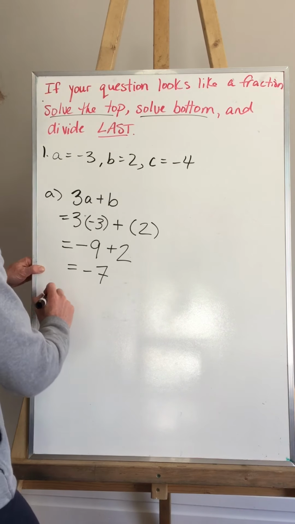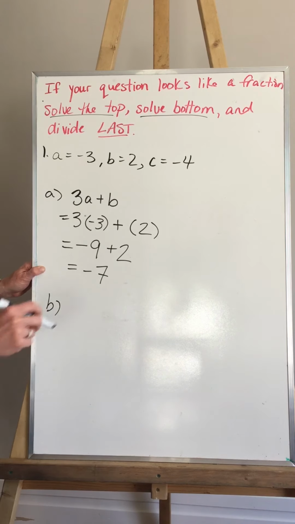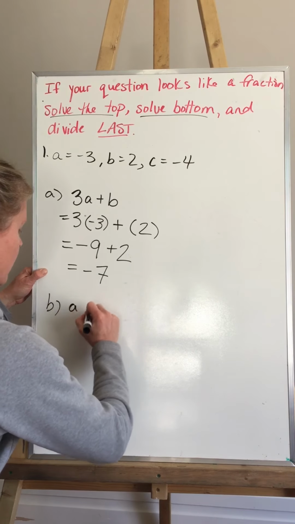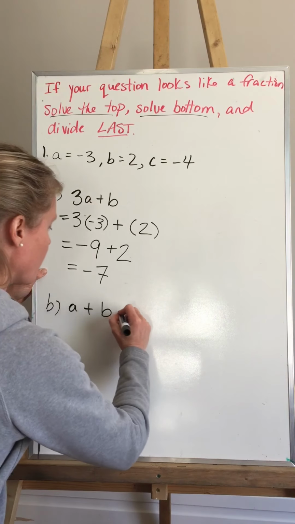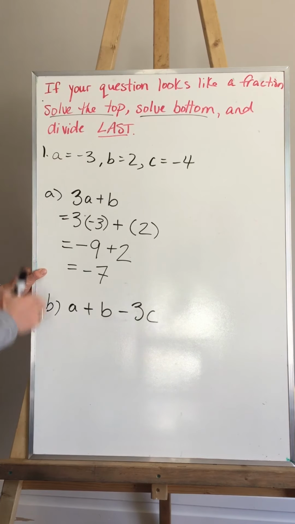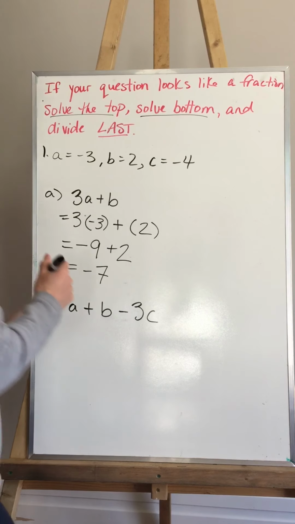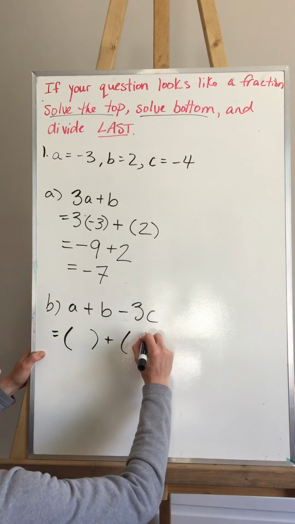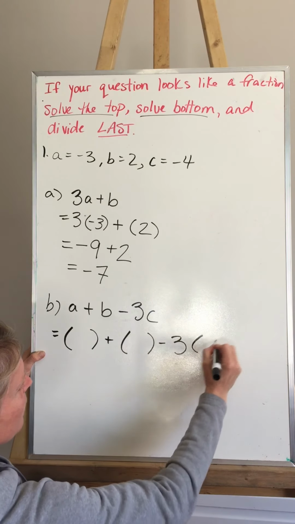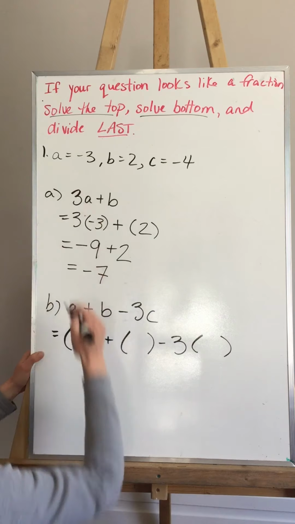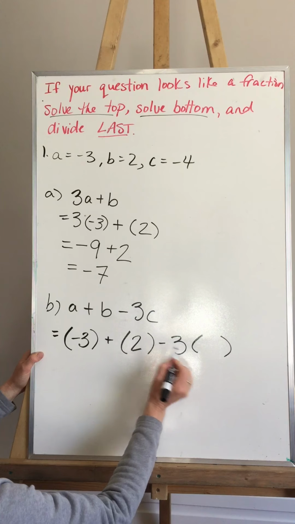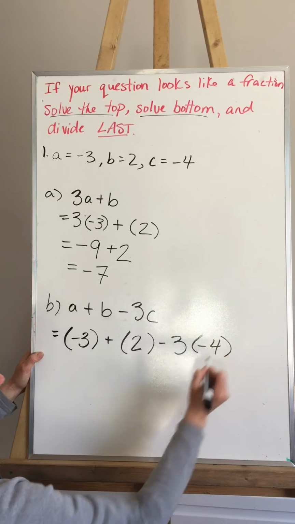Okay, I'll do one more example from your sheet. Of course, you'll pause it, try it, and then check your answer just to make sure that you are getting them right on your own. So this is A plus B minus 3C. Okay, this is just part B from question number 1. So I set up my brackets. A plus B minus 3C. So A is -3, B is 2, and C is -4.